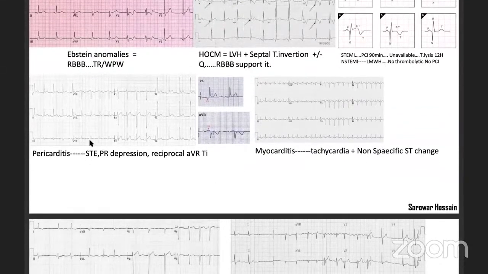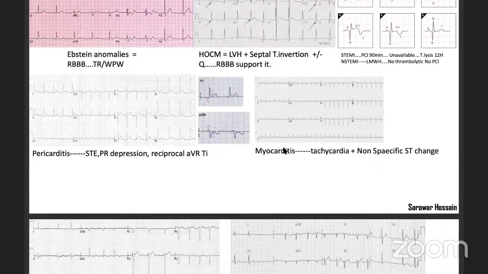As you know already, there will be PR segment depression and ST elevation, with upward concavity, J point elevation basically. It's a total area right here. Here is the image. One more image.